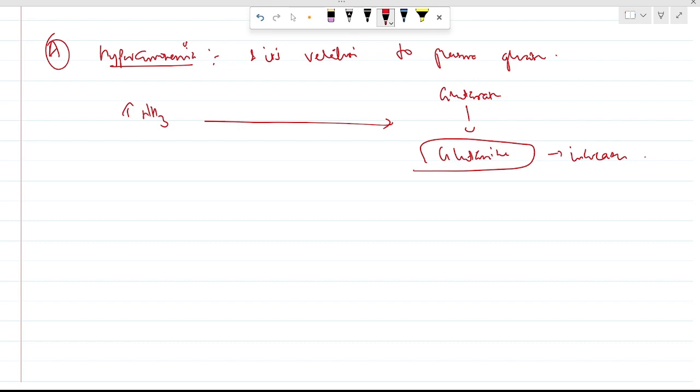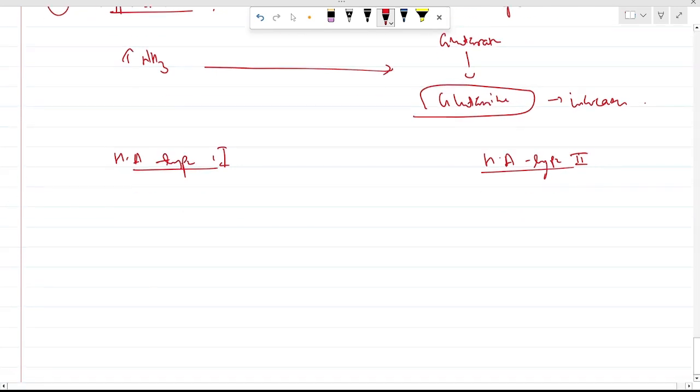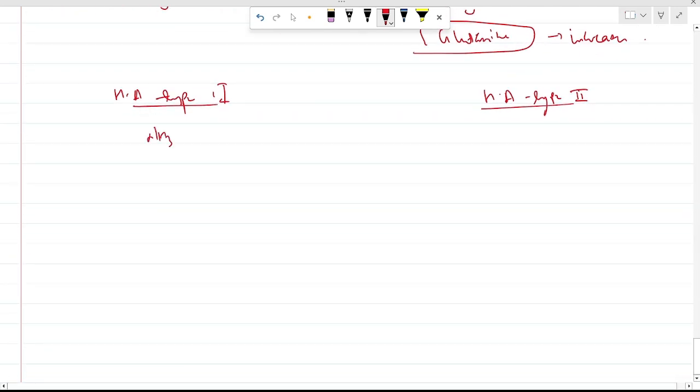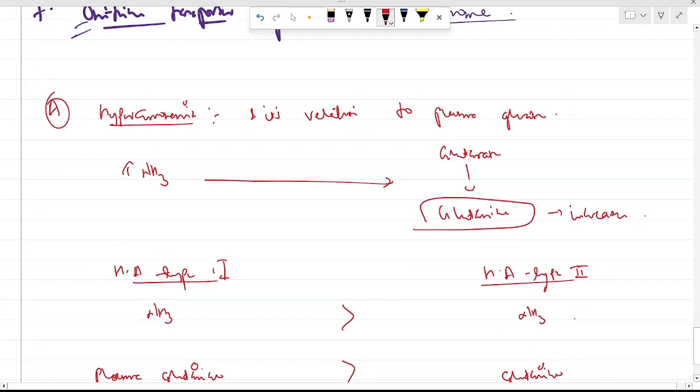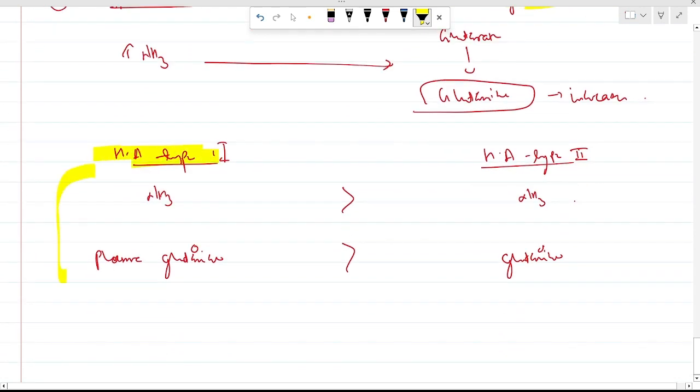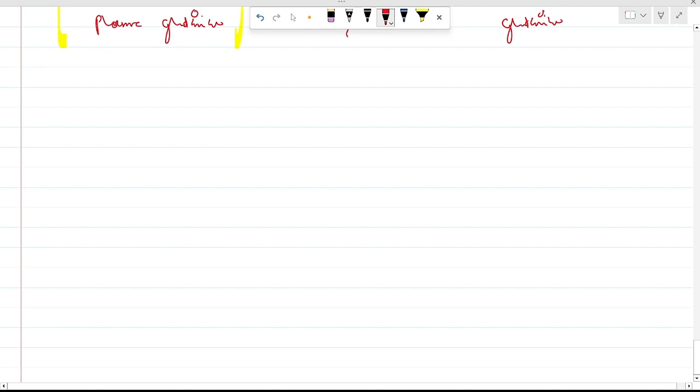Okay, now we have two types of hyperammonemia. Hyperammonemia type 1 is due to CPS1 defect, and hyperammonemia type 2 is due to OTC defect, ornithine transcarbamylase defect. In the comparison, NH3 is always more in type 1. Here type 1 has more ammonia. Plasma glutamine level is also higher here than in type 2. Okay, so this is not glucose, this is glutamine. Yes, type 1, all the factors will be more than type 2. So moving on to type 2 hyperammonemia.